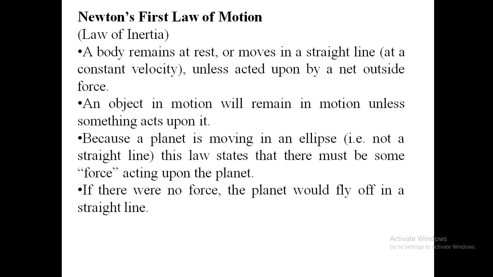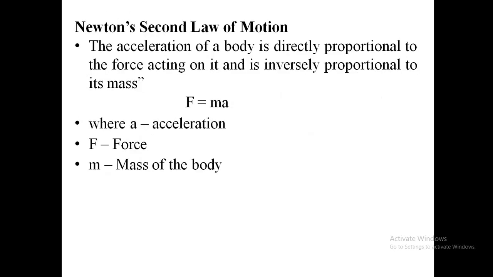And a planet is moving in an ellipse, that is not in a straight line. As per this law, there must be some force acting upon the planet to keep it in motion. Otherwise, if there is no force, the planet will fly off in a straight line. Newton's second law of motion. The acceleration of a body is directly proportional to the force acting on it and is inversely proportional to the mass. So here we write F is equal to ma, where F is the force, a is the acceleration and m is the mass of the body.